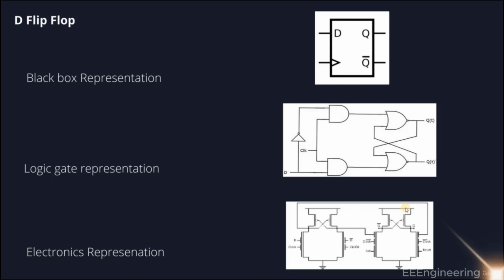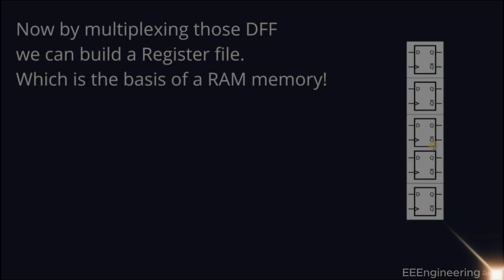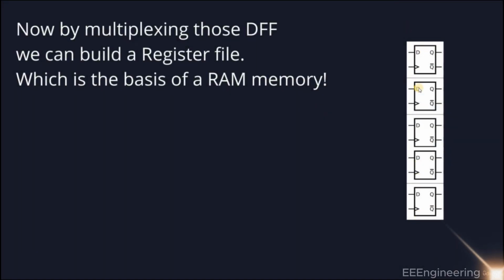So how can we build a memory with that? Well, if we put multiple of these D flip-flops together, we can create something called a register file, because we call this D flip-flop a register because it's registering bits, 0s and 1s. If you put them together, you're going to get a register file, and a register file is some form of a RAM memory.